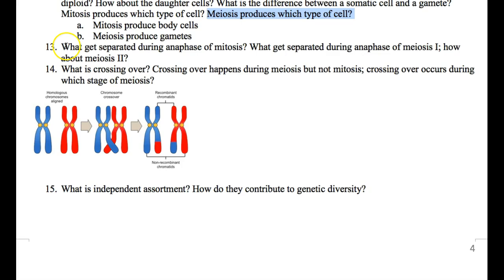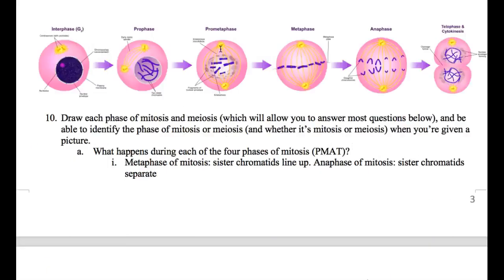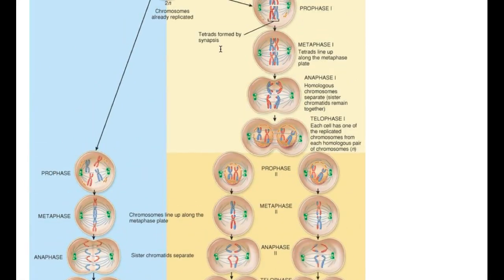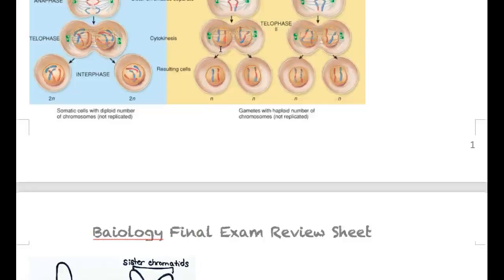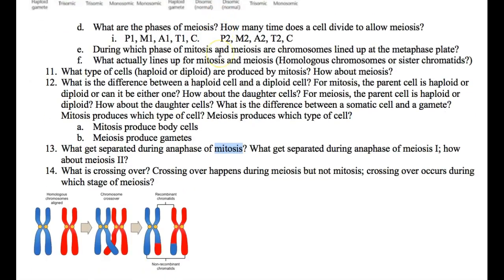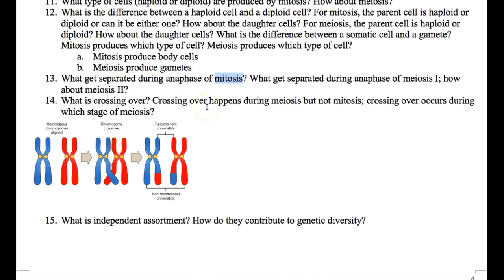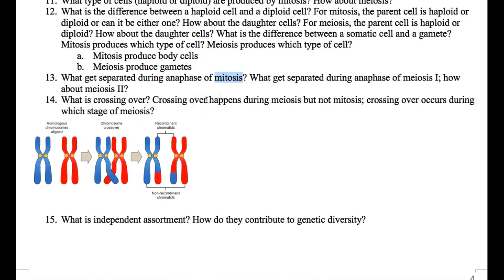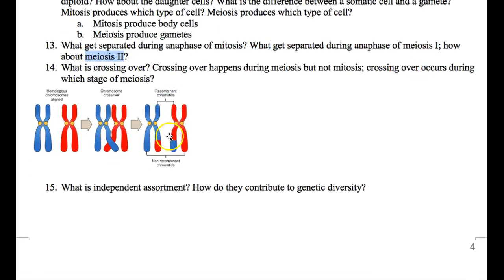And the next one, what gets separated during anaphase of mitosis? Back to this again. As long as you remember this picture, you can answer all of these questions. If you can draw this out, you can answer all of those questions. Going through it once again. During anaphase of mitosis, sister chromatids get separated. During meiosis 1, homologous chromosomes. How about meiosis 2? Sister chromatids.